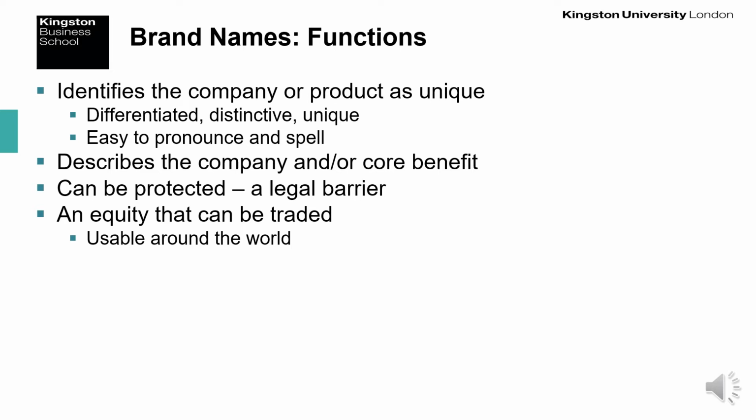Brand names are also an intangible asset, an equity that organisations own, and an equity that can be traded. They can be used around the world in a wide range of situations and settings. They can be bought and sold. They can be licensed. And we'll look at that a little later in the module. But a brand name is a valuable asset which can be bought and sold on the market, licensed for monetary gain, to bring revenue into organisations, just as tangible assets can be traded.